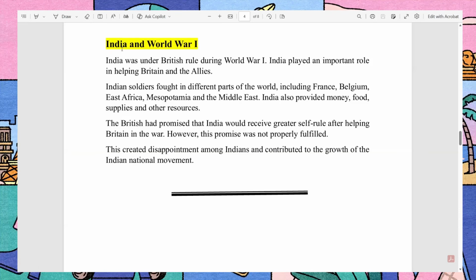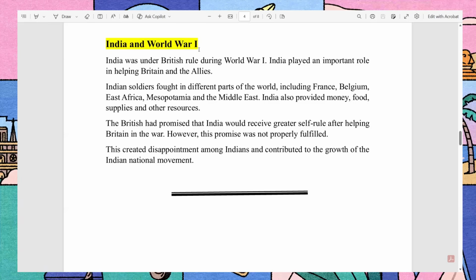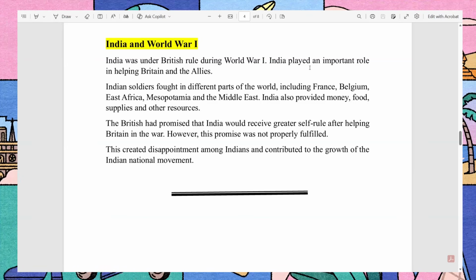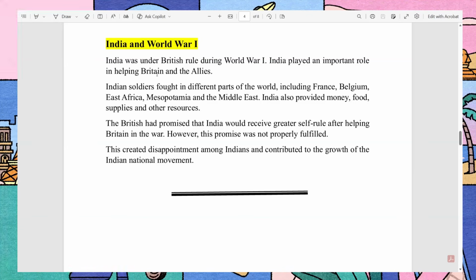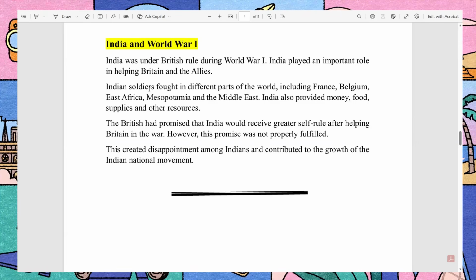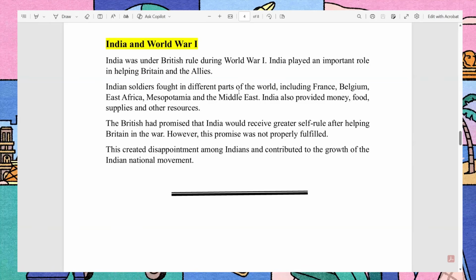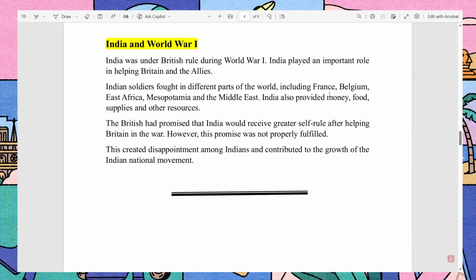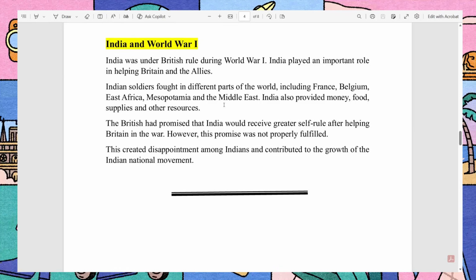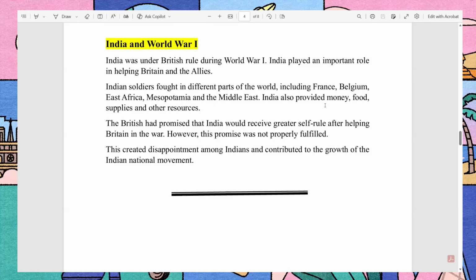Lastly, let's talk about India and World War One. India was under British rule during World War One. India played an important role in helping Britain and the Allies. Indian soldiers fought in different parts of the world, including France, Belgium, East Africa, Mesopotamia, and the Middle East. India also provided money, food supply, and other resources.